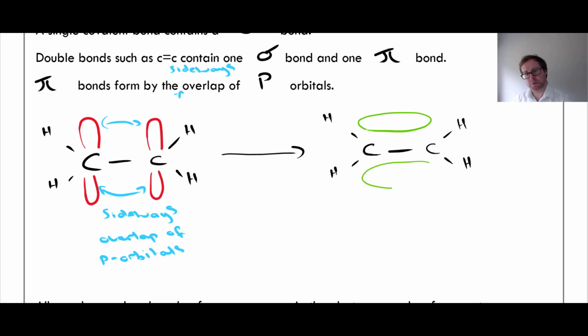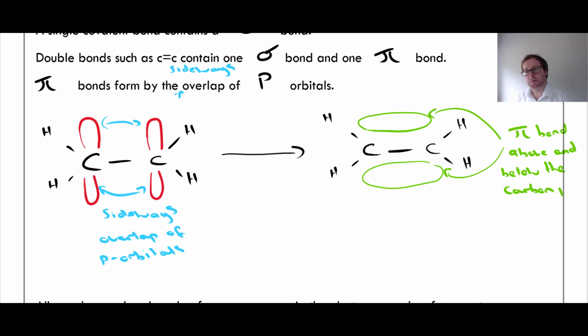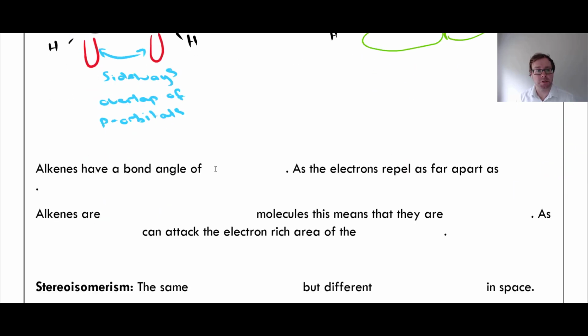So my pi bonds will look like this, and this basically means that I have formed a pi bond above and below the carbon plane. So this is my pi bond I formed. These are my sigma bonds. Okay, so pi bond, sigma bonds.